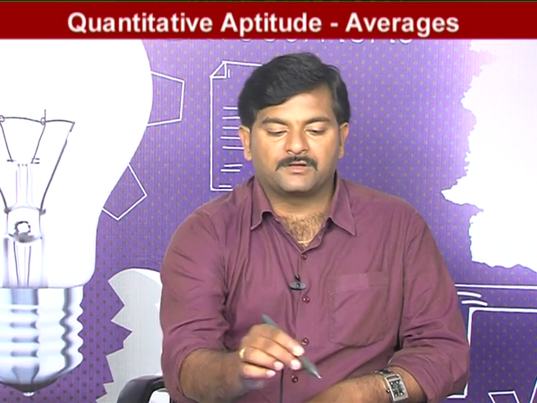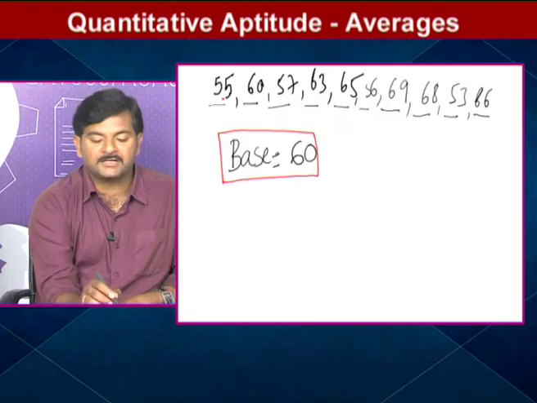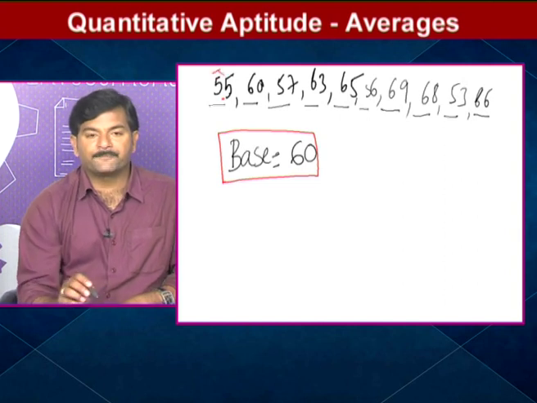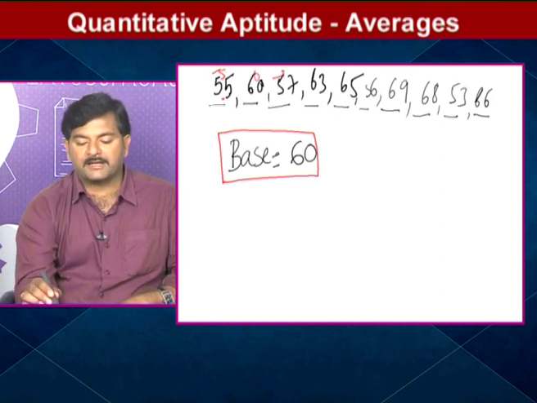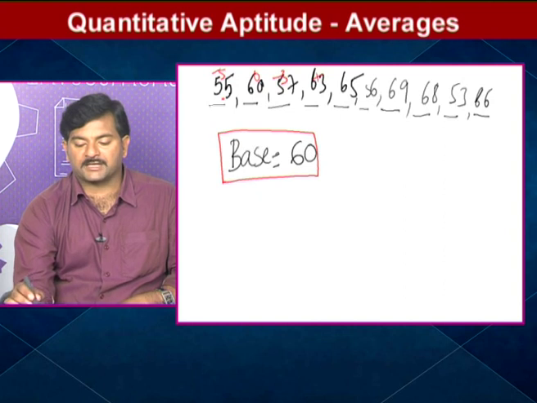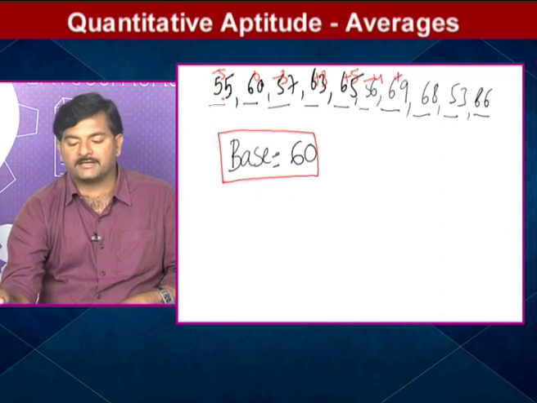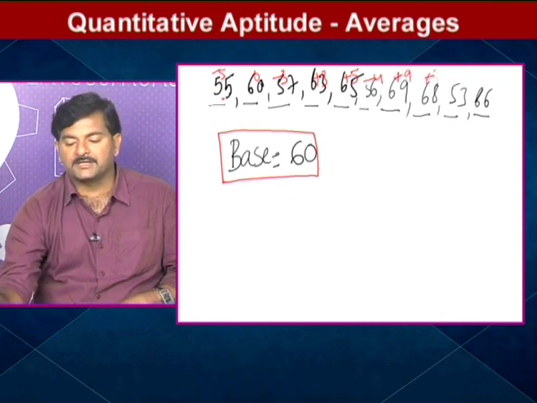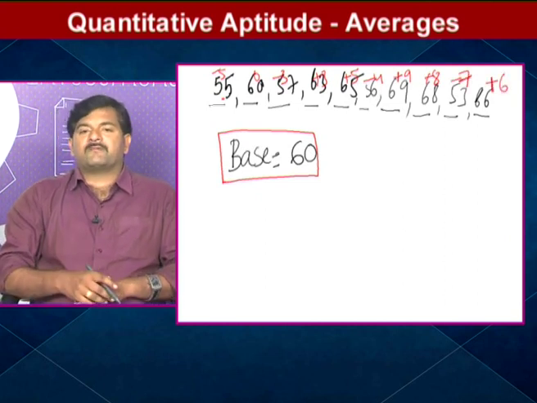For example, if you take the second one, our base is how much? 60. What is given? 55. So 55 is how much less than 60? Simply we can say it is minus 5. Similarly there is no deviation, and here minus 3, and here plus 3. Here plus 5. Here minus 4. Here plus 9. Here plus 8. Here minus 7. Here plus 6.